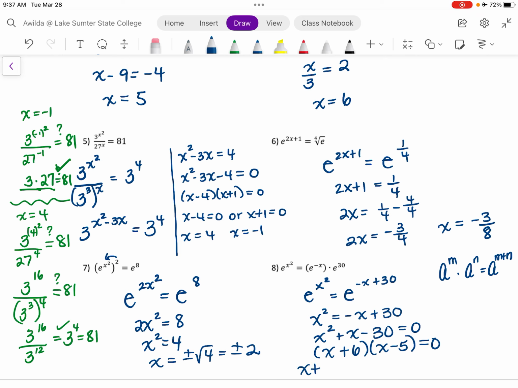So either x plus 6 is 0 or x minus 5 is 0. So we'll get that x is equal to negative 6 or that x is equal to positive 5. So we'll have two solutions here as well.